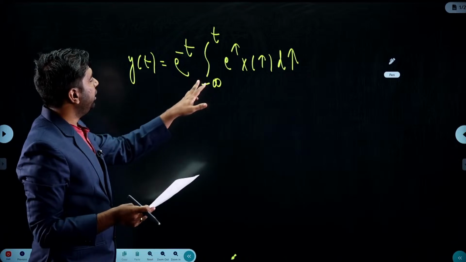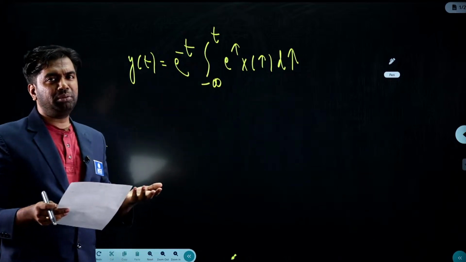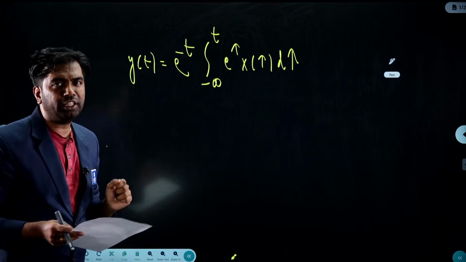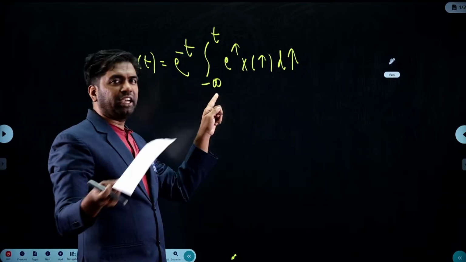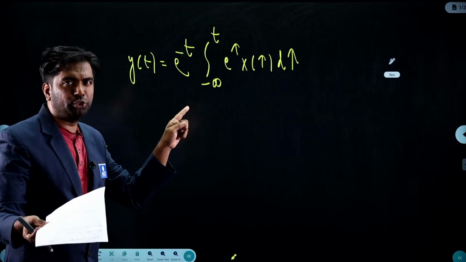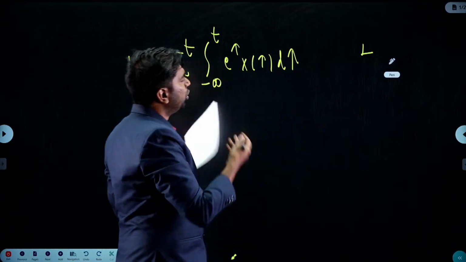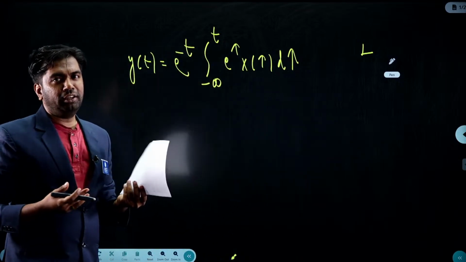Now look at this integration. You would have solved many problems, so if you have an integration symbol like that, it is always a linear system. If you want, you can check the additivity and homogeneity principles. It is definitely a linear system. Because you would have solved many problems, I'm not going to solve it in detail.